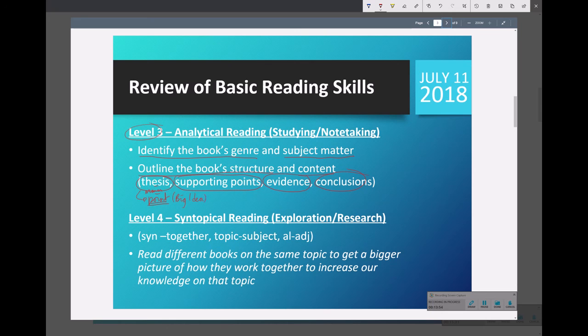Okay, and then you have supporting points. It can be reasons, it can be ways. So reasons would answer a question to why, and ways would answer the question to how something would happen. Then you would have evidence to support these points, so that would be those facts to support your reasons why or the ways how something works.